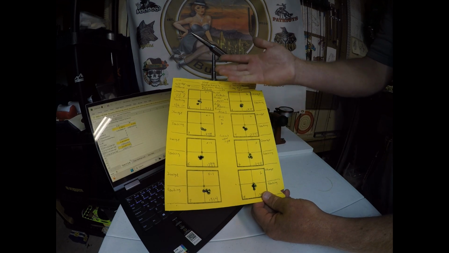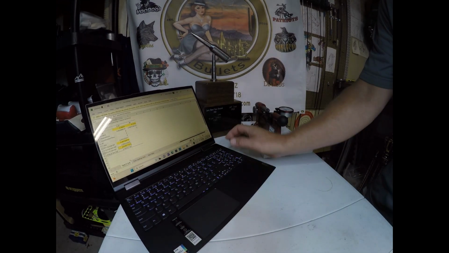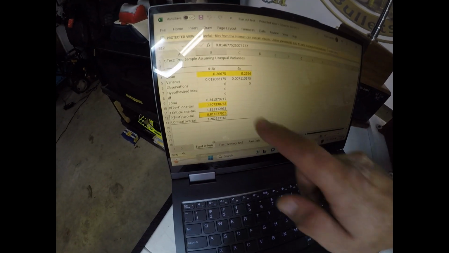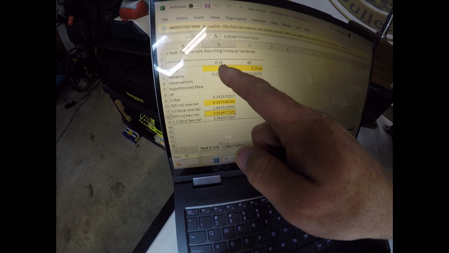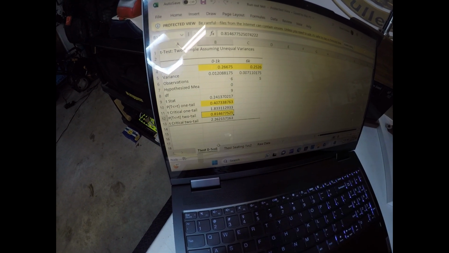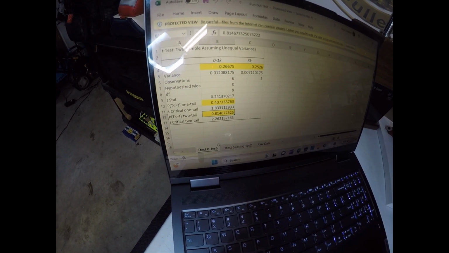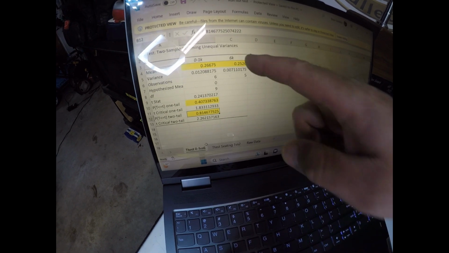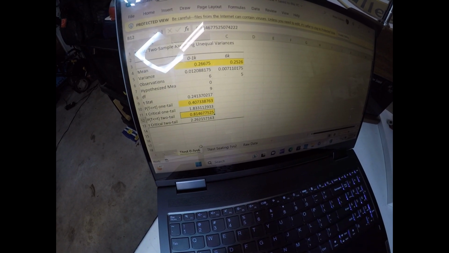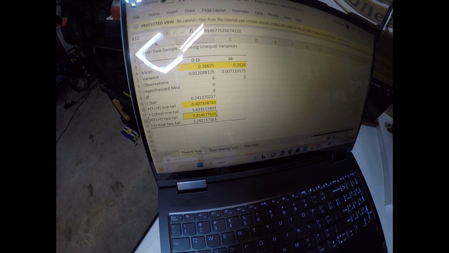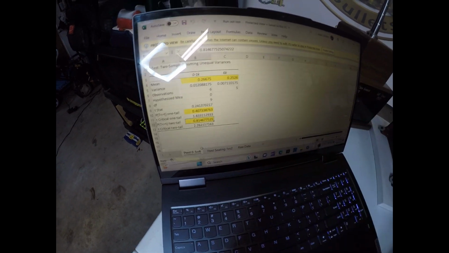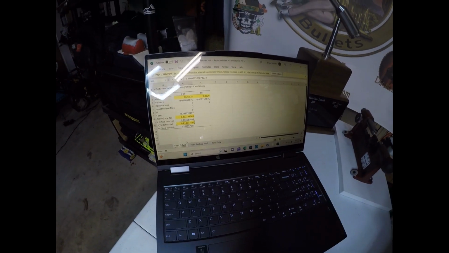But in terms of group shape and group size, statistically speaking, once I ran the data, no run out, barely any run out, had an average grouping of 0.2668. With 6/1000ths run out, it had a grouping of 0.2526. And that was not statistically significantly different.